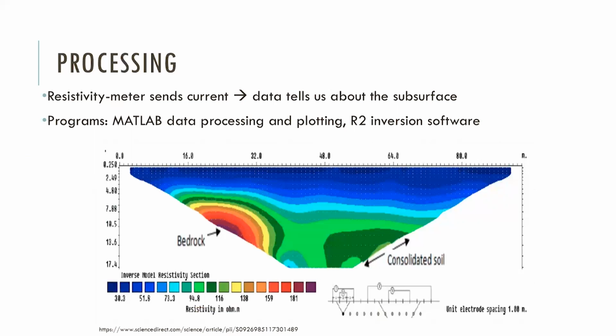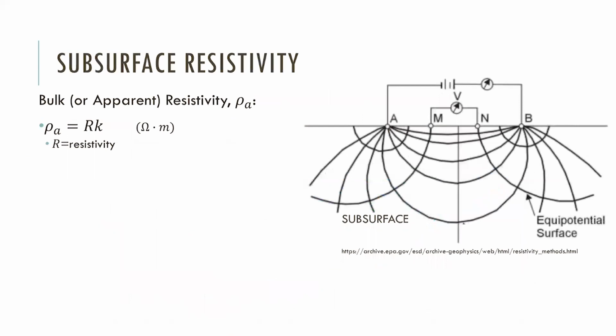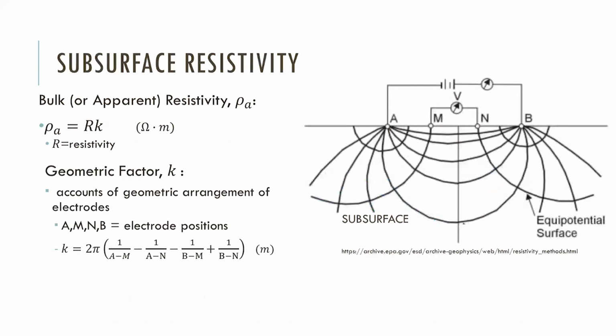In order to get maps like this, we have to invert resistivity using a certain program. For our study, we used R2, and then we used MATLAB to process and plot the data. After we get the raw data from the resistivity meter, we then have to process it. We have to calculate bulk or apparent resistivity, which takes into account the electrode spacing. K is the geometric factor, the arrangement of the electrodes, with A, M, and B being the electrode positions.